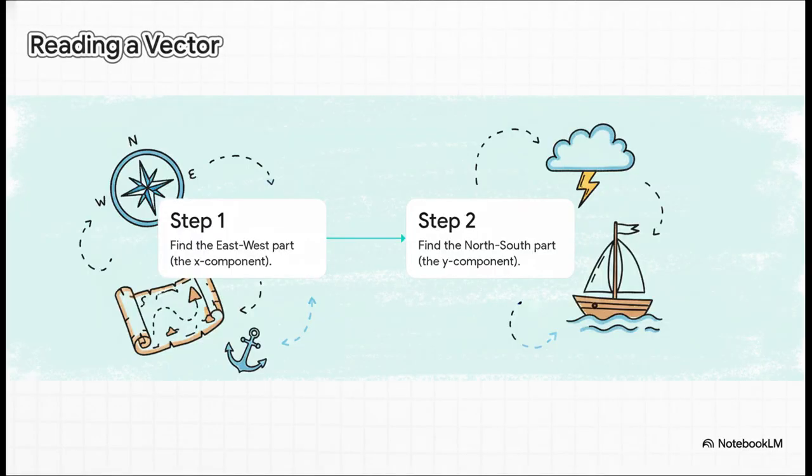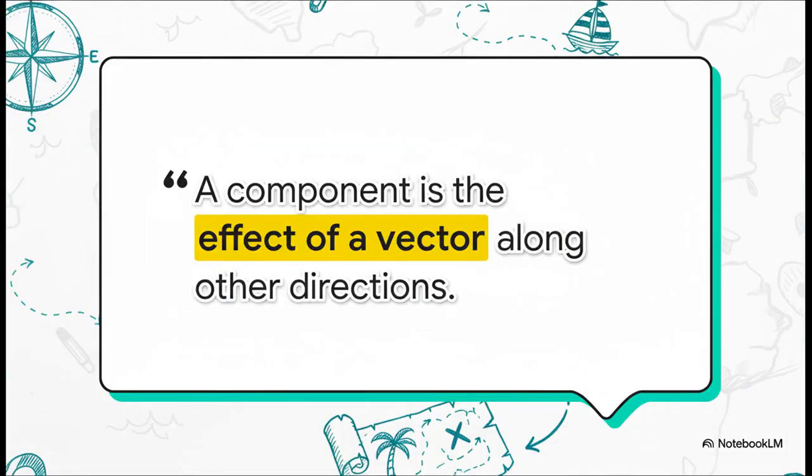We call these simpler paths components, and finding them is a super simple 2-step process. First, we figure out how much of the trip was in the east-west, or what we call the X direction. Then, we do the same for the north-south, or Y direction. That's it. This is such a brilliant way to put it. A component is basically the shadow that a vector casts on an axis. It's the effect of that diagonal movement, but only in the pure horizontal or pure vertical direction.